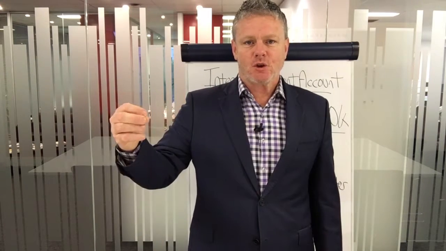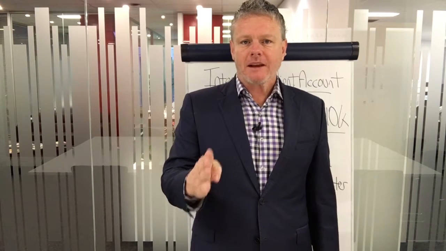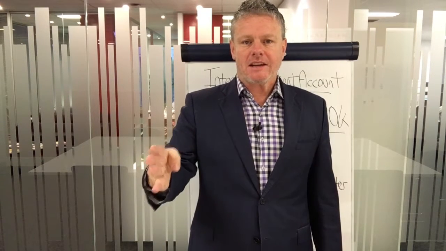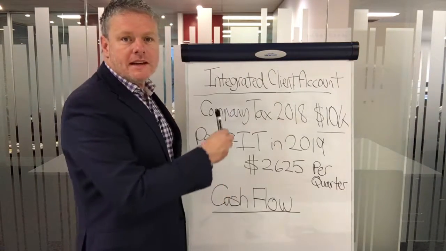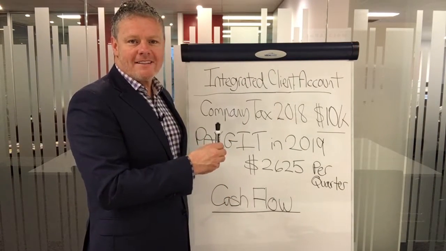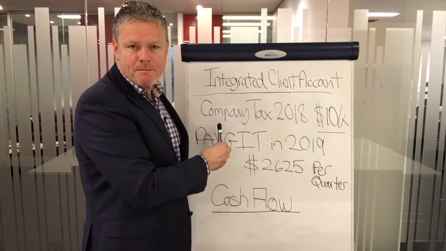PAYG instalment tax, pay as you go instalment tax, is what the tax office assesses to get their money up front in the next financial year. It's a cash flow item, purely and simply. They want their money up front for the next year. They work out what you need to pay, and then it's cash flow you need to look at. That's the key thing.